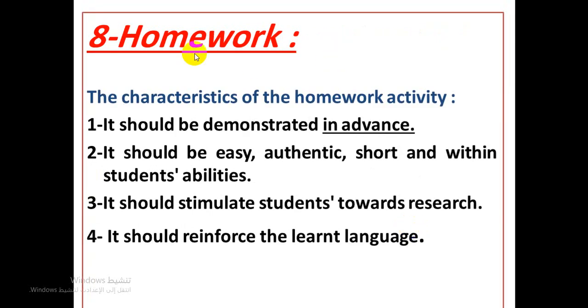And here we have homework. What is homework? Homework is considered an integrated part of the lesson to reinforce the learned language and to increase the students' time of practicing the new learned language.